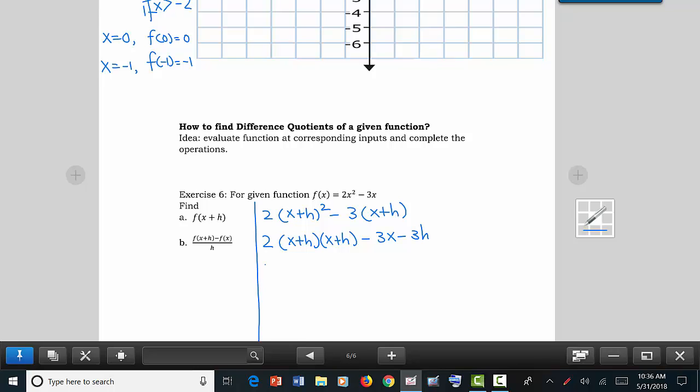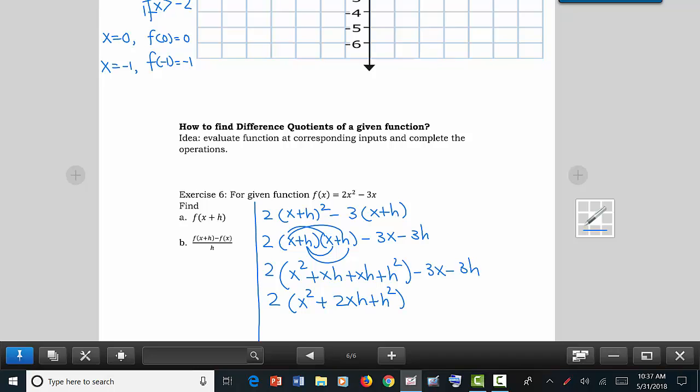Let's do the FOIL on the first part. 2 times, x times x is x squared, x times h is xh, h times x is xh or hx, h times h is h squared, minus 3x minus 3h. We can combine the middle two terms, 2xh. Did you notice if we know the (a plus b) squared formula, it will be short, but here we are not using that formula. If you know how to use that formula, you can write the expression directly.